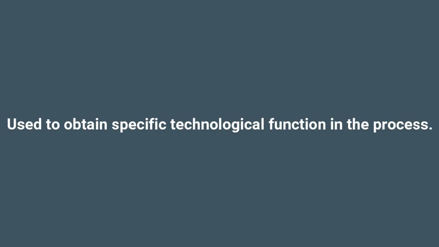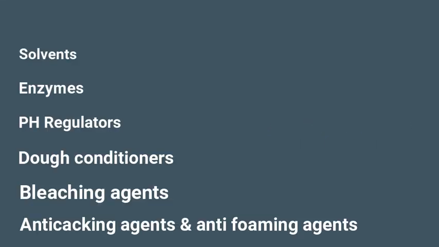Process aids. Process aids are used to obtain a specific technological function in the process. Solvents, enzymes, pH regulators, dough conditioners, bleaching agents, anti-caking agents and anti-foaming agents work as process aids.